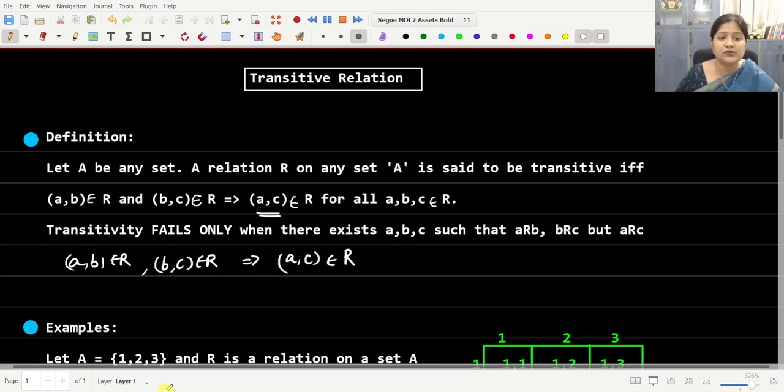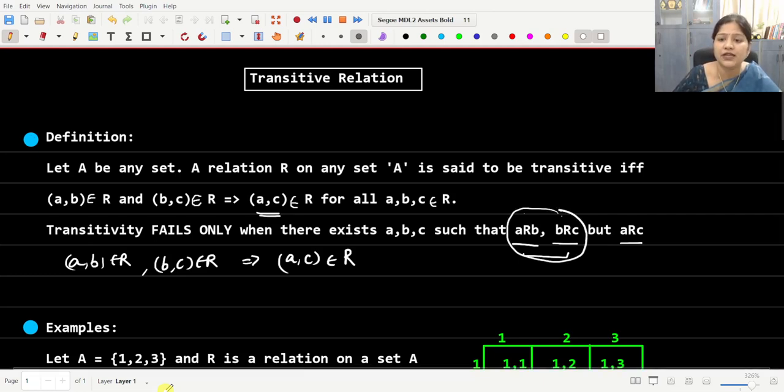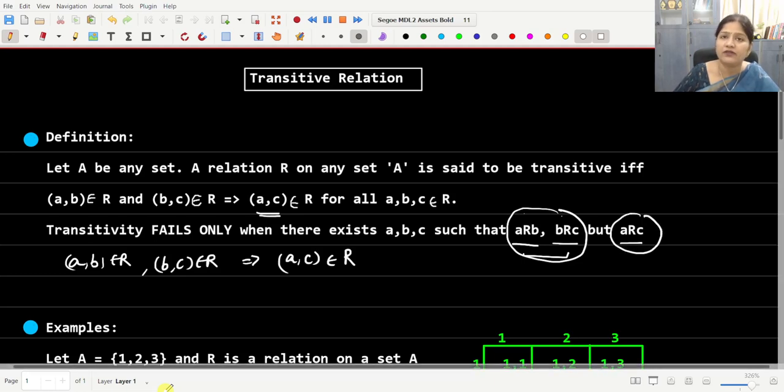And the transitivity fails only when there exist a, b, c such that (a, b) belongs to R, (b, c) belongs to R, but (a, c) does not belong to R. That means if both the pairs are present in the relation, then we will check whether the third ordered pair, which is (a, c), is present. If only one of these ordered pairs is present, then we will not check for the transitivity. If and only if these two particular ordered pairs are present, then we will check whether the third ordered pair is present or not, right? If it fails, then the transitivity fails.